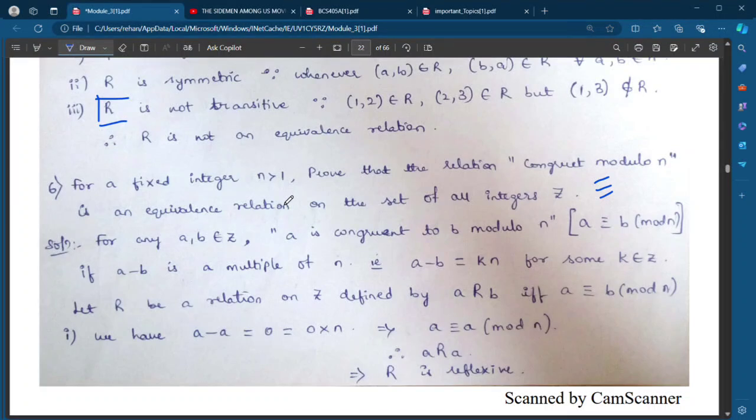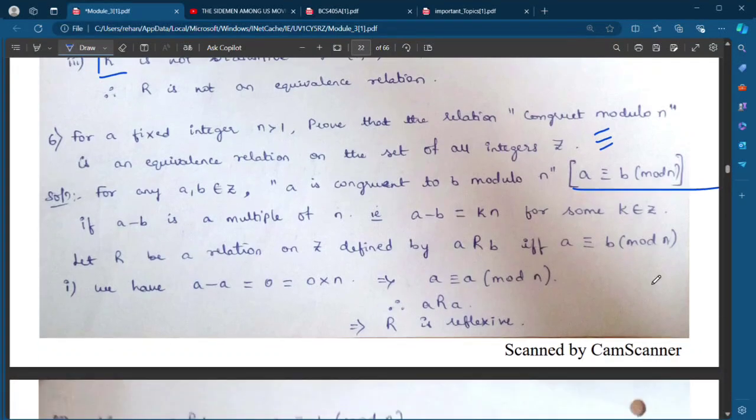Prove that the relation congruent modulo n is an equivalence relation on the set of all integers Z. For any pair a comma b belongs to Z, a is congruent to b modulo n. We are assuming like this: if a minus b is a multiple of n, that is, a minus b is equal to k into n, n into some integer k, for some k belongs to Z. Let R be a relation on Z defined by a relates to b if and only if a is congruent to b mod n.